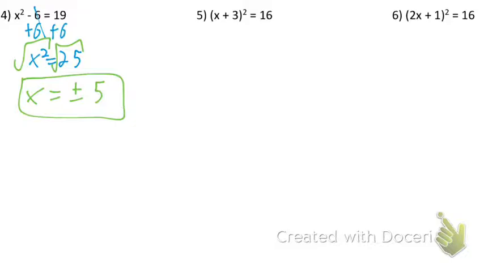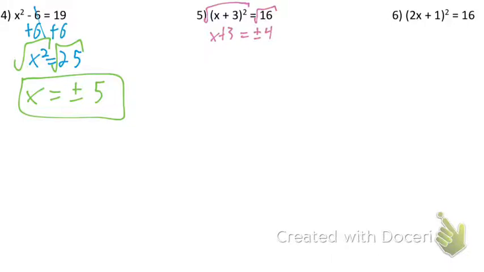What's step 2? Square root. Now, what does the square root and square do to each other? They undo each other. They're inverse operations. So we're going to be left with x plus 3. Whenever you square root a square, you're left with whatever was inside besides the square. So in this case, it's x plus 3. What's going to be the square root of 16? 4. Positive and negative 4.